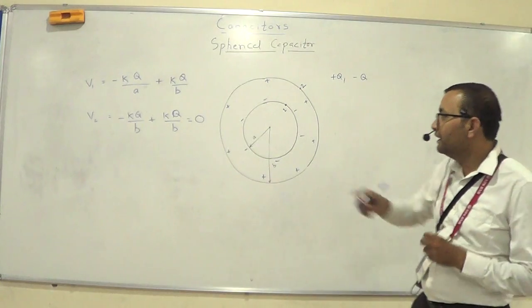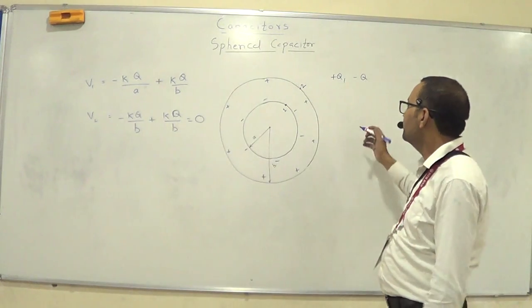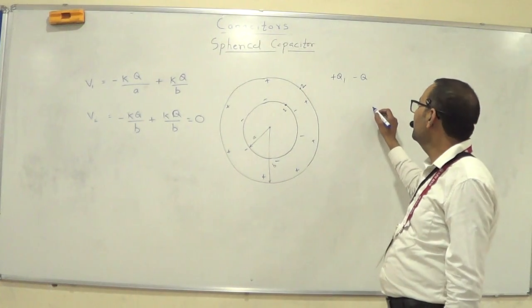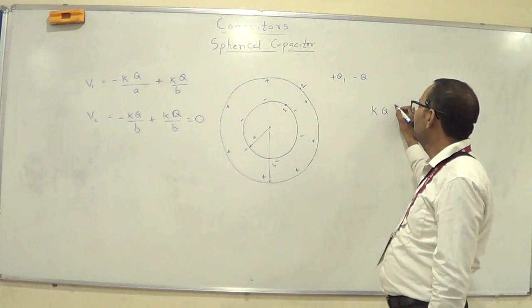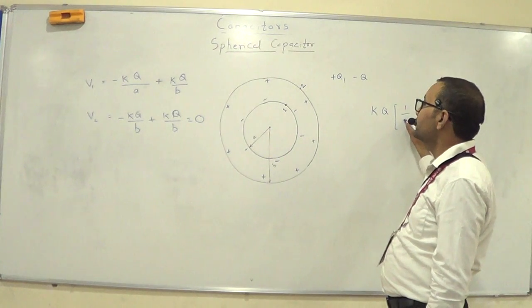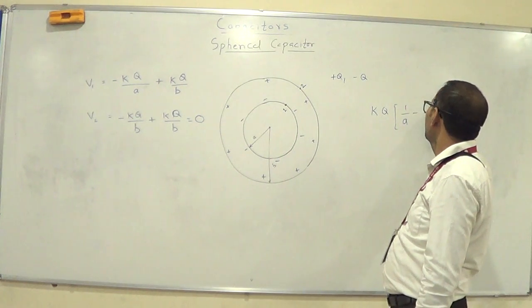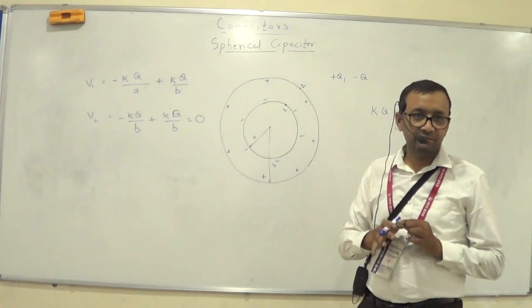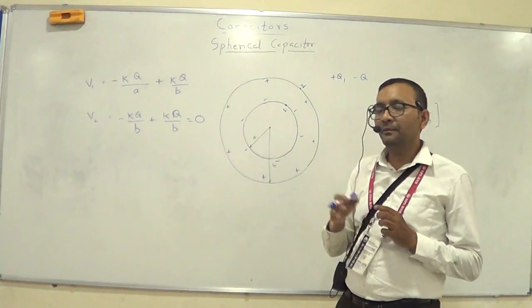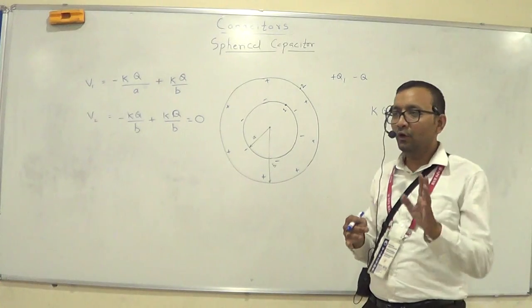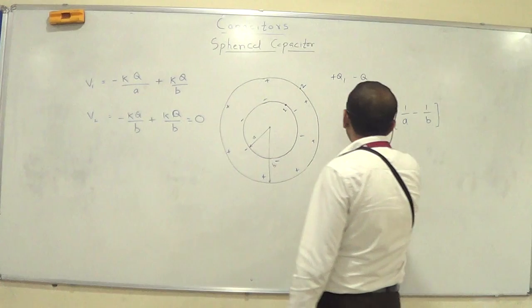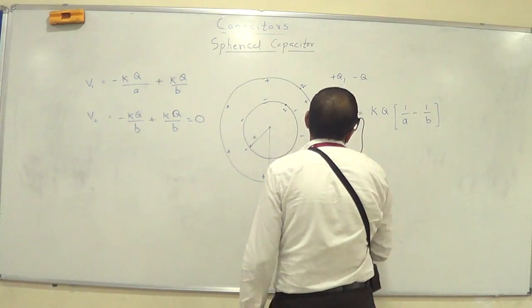Okay, potential of the inner sphere is this. The potential difference is what? V2 minus V1, you can write it as KQ times (1 by A minus 1 by B). If there is a negative sign coming in, ignore it. It just means that you have subtracted higher potential from the lower potential. Potential difference magnitude remains the same. Okay, this is your potential difference. Let's say this is V.